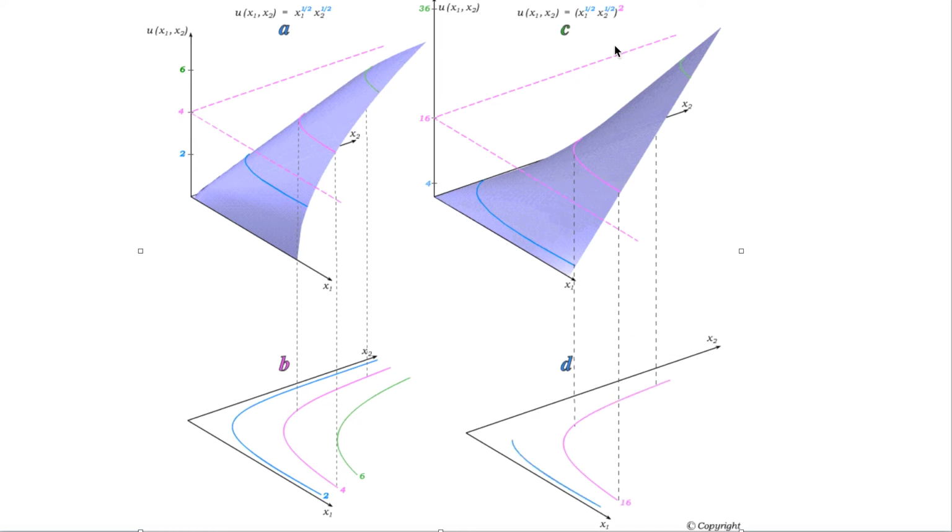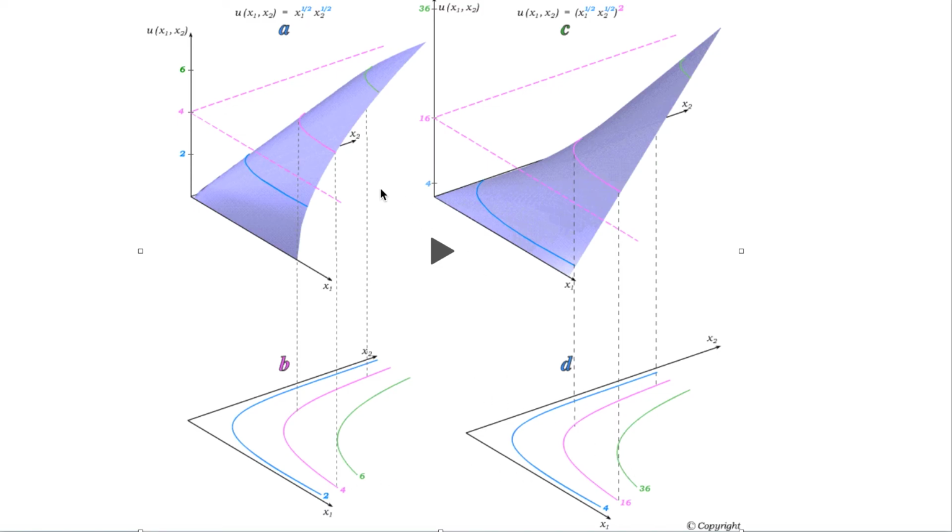But when we take the horizontal slices, they have exactly the same shape as they did before. The only thing that's changing is the numbers that are associated with the slices, because we've squared the utility measure. The 4 becomes a 16, the 2 becomes a 4, and the 6 becomes a 36.